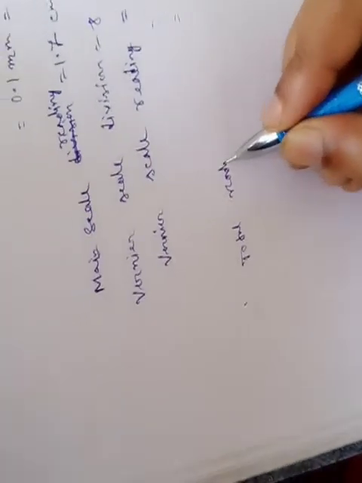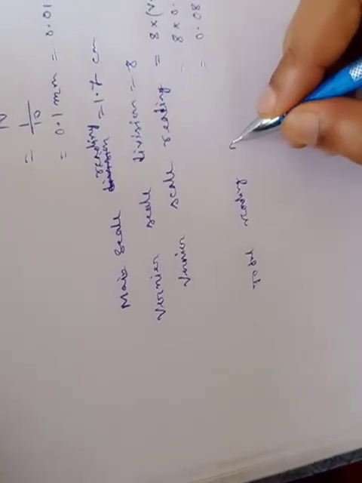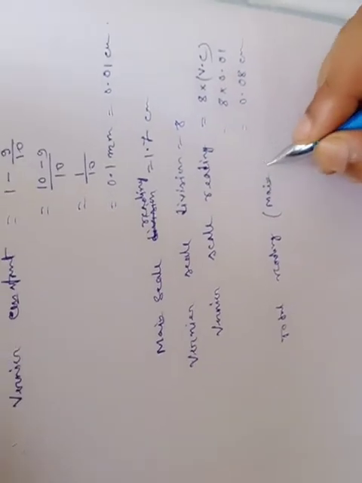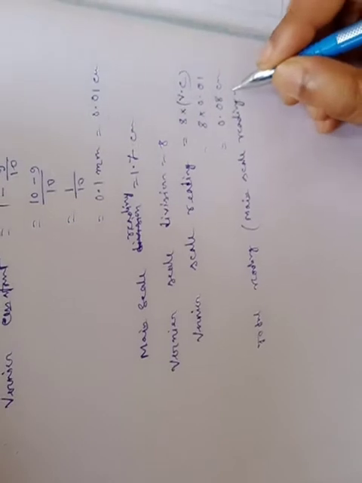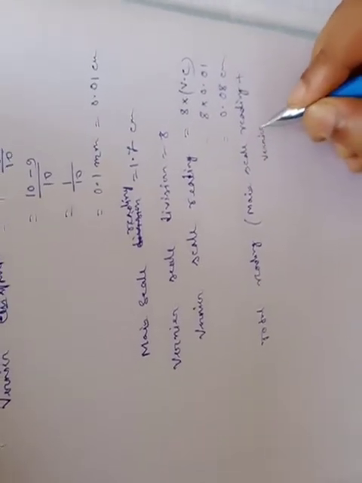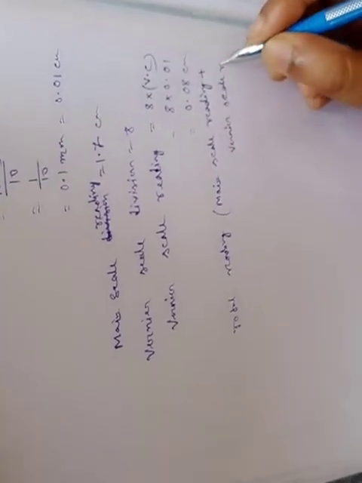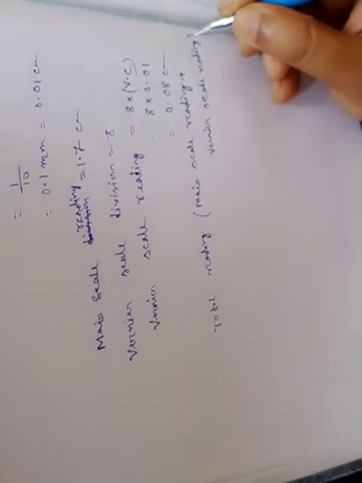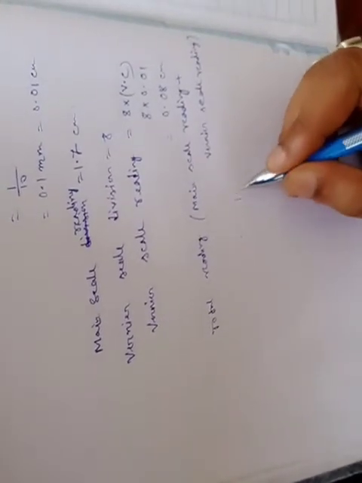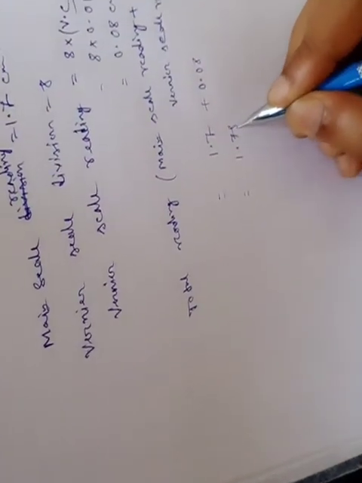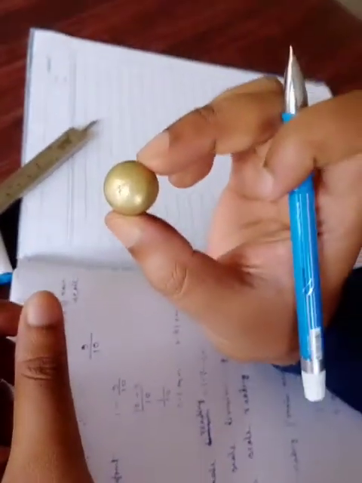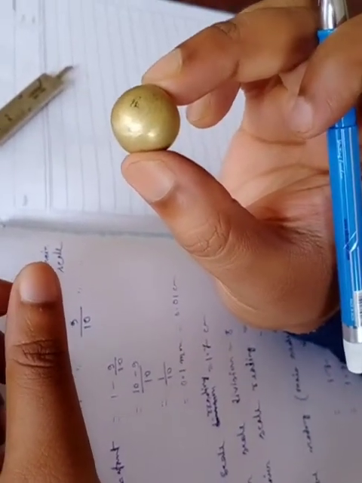Therefore the total reading is the main scale reading plus the vernier scale reading, that is equal to 1.7 plus 0.08, so you can write 1.78 centimeter. So this is the diameter of this spherical ball.